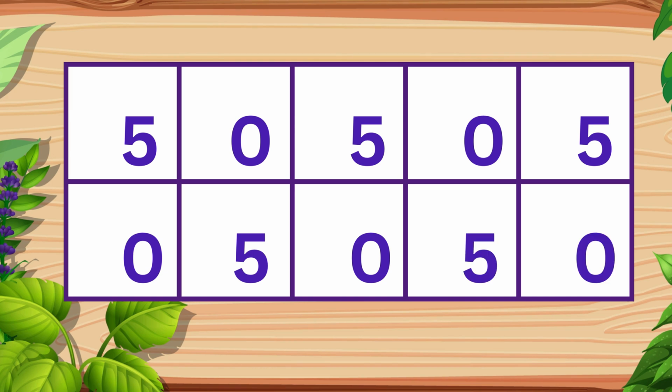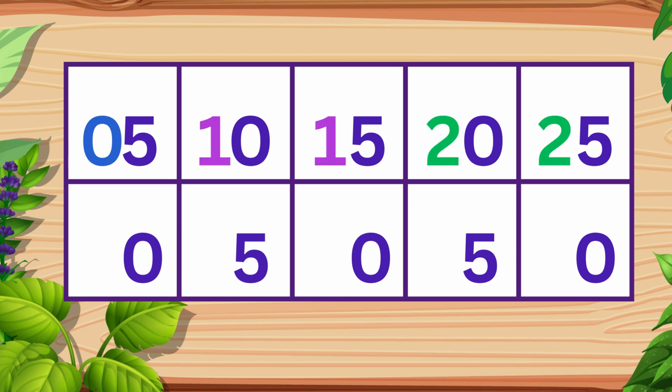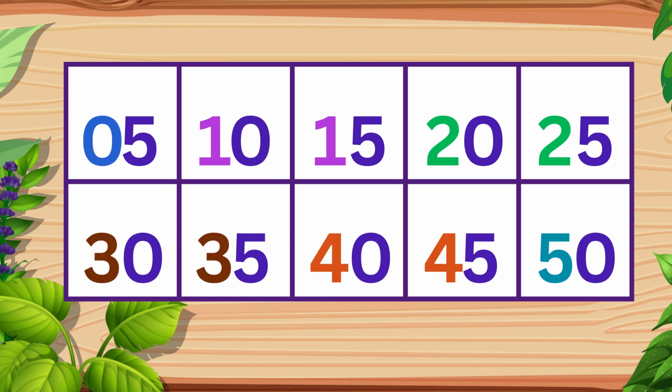Next, let's fill in the tens digits. In the top row, write 0, 1, 1, 2, and 2 in front of the ones' digits. In the bottom row, write 3, 3, 4, 4, and 5. And just like that, our grid is ready.